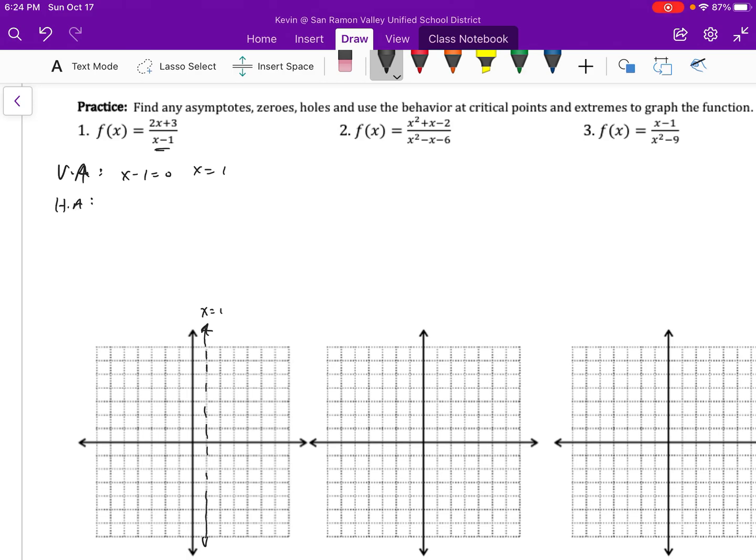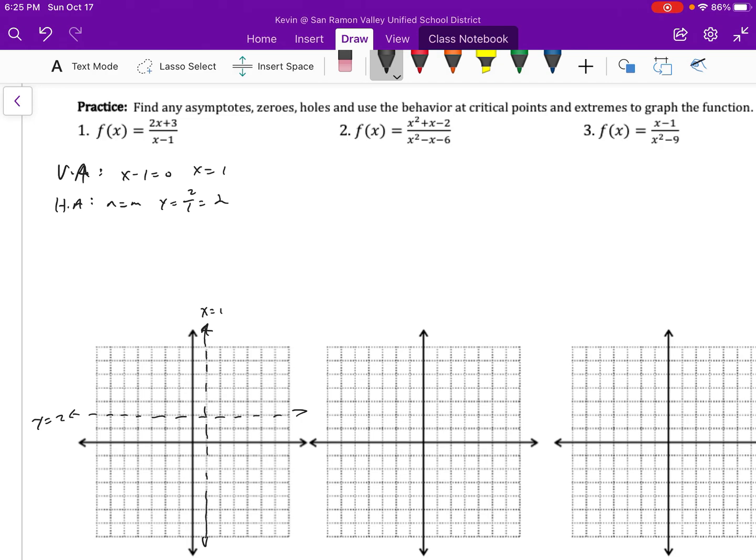Horizontal asymptote. We look at the degree of both our numerator and denominator. They have the same degree, they're both x. Therefore, n equals m. So y = a over b, which is 2 over 1, equals 2. So our horizontal asymptote is y = 2.